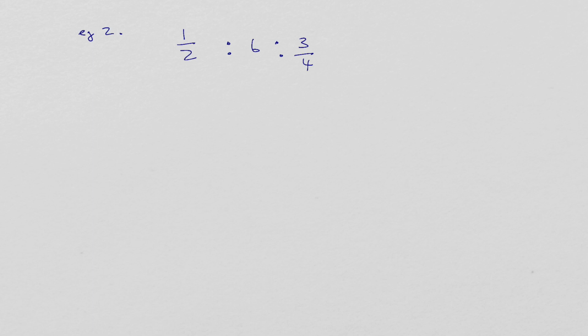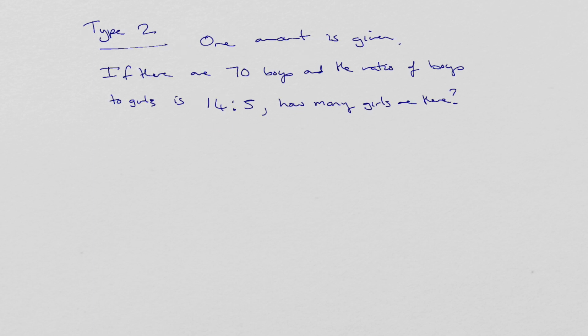Okay, so here's another example. This one is clearly not simplest form because there's some fractions. And so you're going to multiply out by the lowest common denominator, which is 4 and 4 and 4, as long as we're multiplying by the same number. So that's 2, that's 24, and that's 3. And that's the ratio in simplest form. Okay, multiply or divide by the same number consistently.